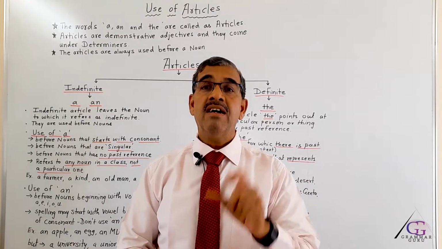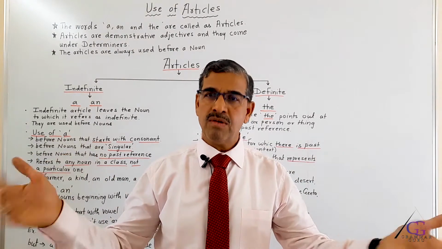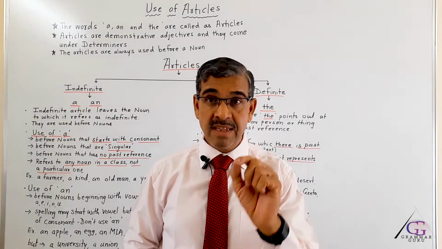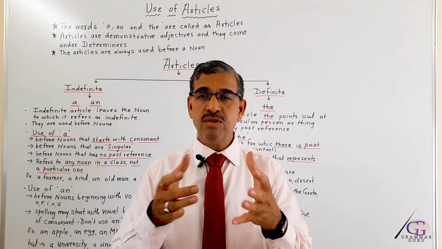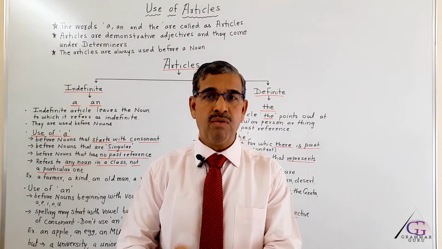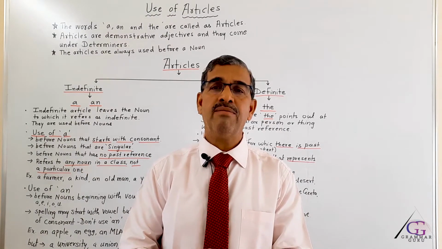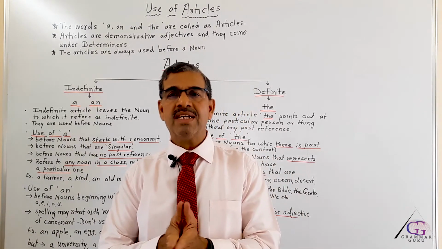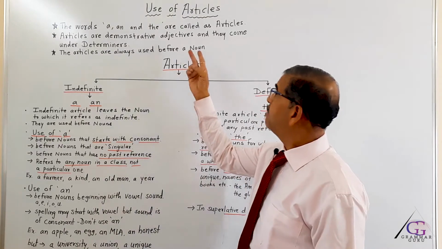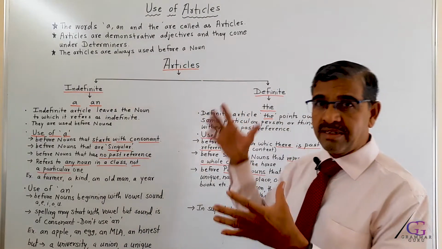So when I say 'a farmer', I am talking about any farmer. When I say 'the farmer', I am talking about a particular farmer. So when I use 'an' before a vowel sound, then I am talking about a noun. So articles also come under the names demonstrative adjectives and determiners.